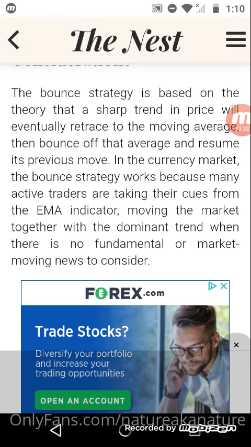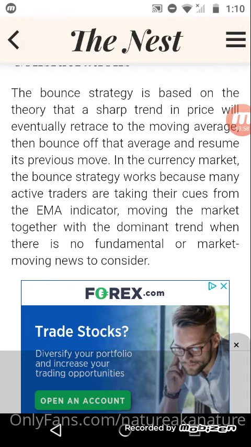In the currency market, the bounce strategy works because many active traders are taking their clues from the EMA indicator, the moving average indicator, also trend lines, any type of technical indicators that they're using. They also could be using fundamental market news to consider what's going on.